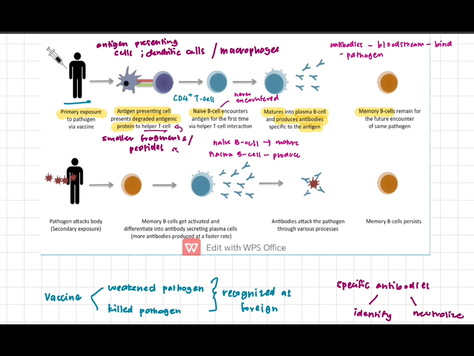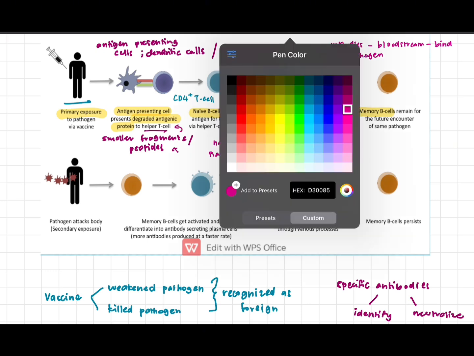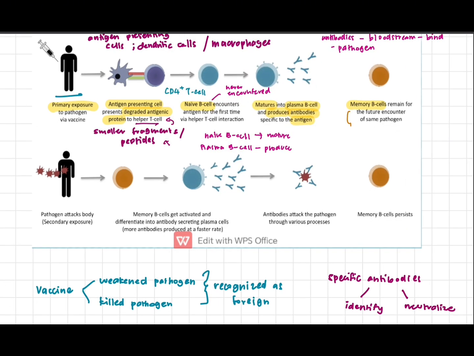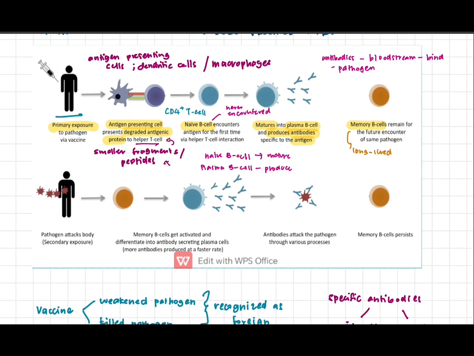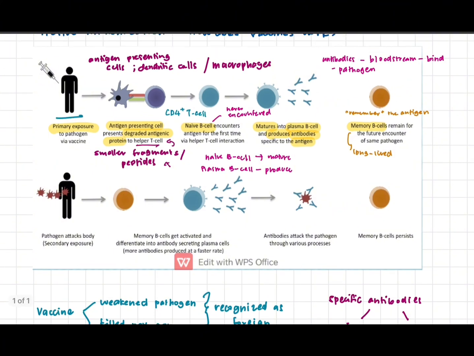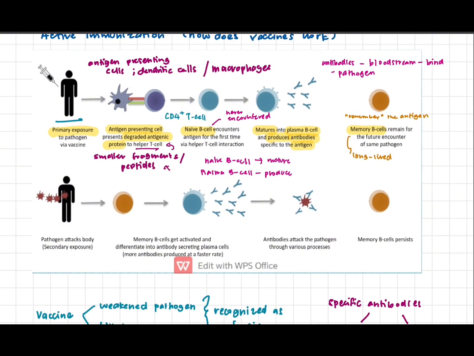Memory B cells are long-lived and will remain in the body after the initial antigen exposure. So they actually remember the antigen and can produce a much faster and stronger immune response to subsequent encounters with the same pathogen, providing immunity against further infections.